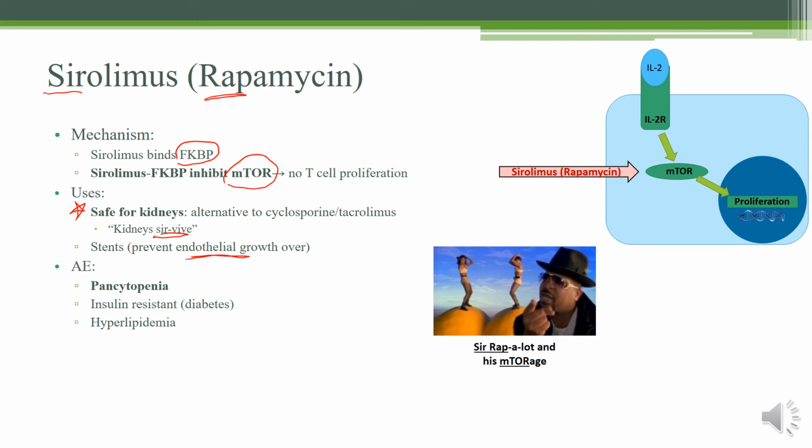And of course, the adverse effect is going to be pancytopenia. It just inhibits T cell production. So you would get a decrease in cytopenia, which just means a decrease in cells inside of your blood. It can also cause insulin resistance and hyperlipidemia, but that's not often tested. I try to remember it with Sir Rapsalot and his entourage, but just think of entourage. So this will remind you of Sirolimus, Rapamycin, and mTOR.